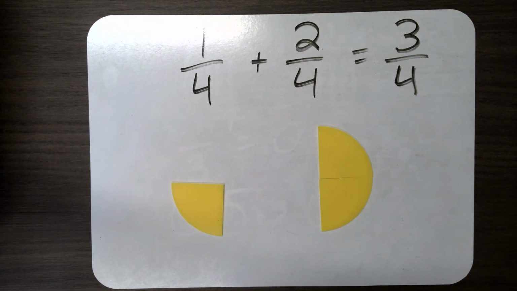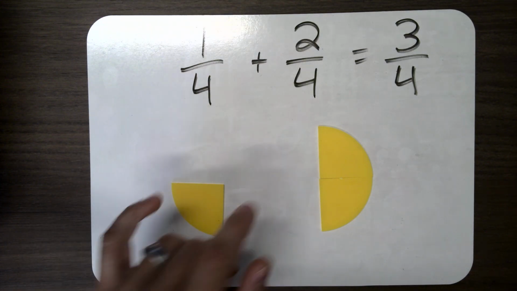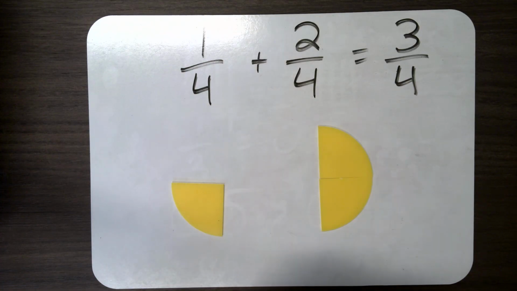In this video we're going to discuss CRA models for fraction addition with like denominators. So the example we're going to look at is 1/4 plus 2/4. Like denominators just means we have the same denominator, which means our whole has been broken into the same number of parts, which means that our parts are all the exact same size.